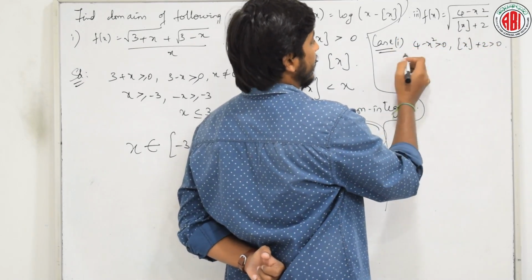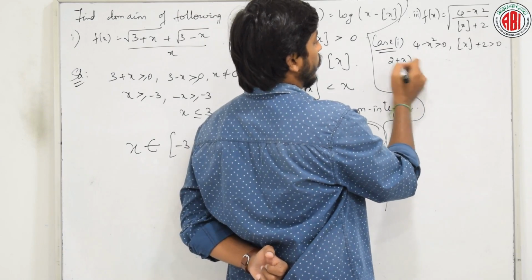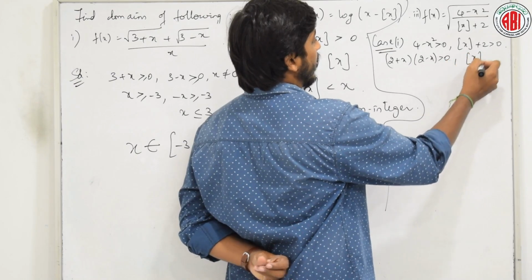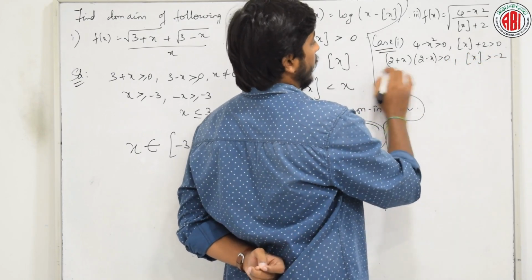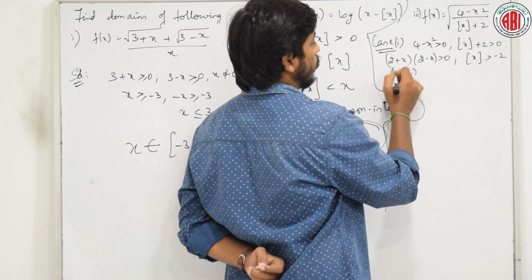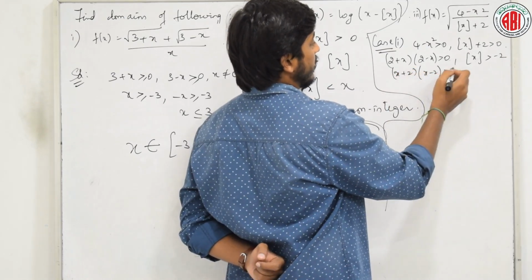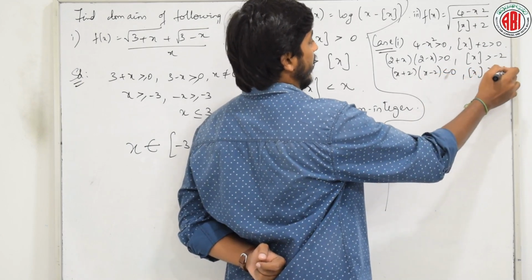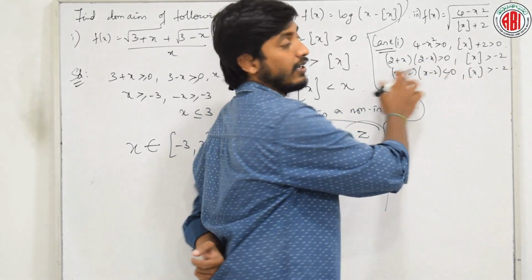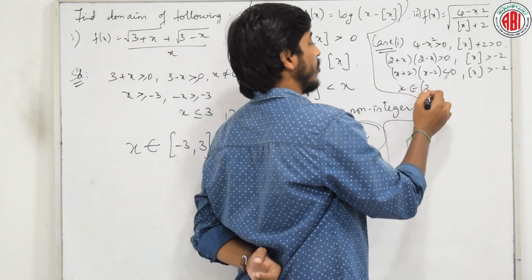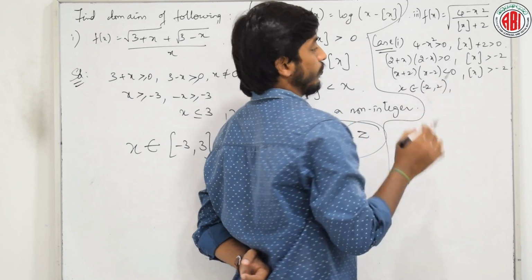Okay. Now let us write from here. (2 + x)(2 - x) > 0, and here mod x > -2. Here, if you observe, (x + 2)(x - 2) < 0, and mod x > -2. Why did I write like this? We know this format only. So, x belongs to (-2, 2).